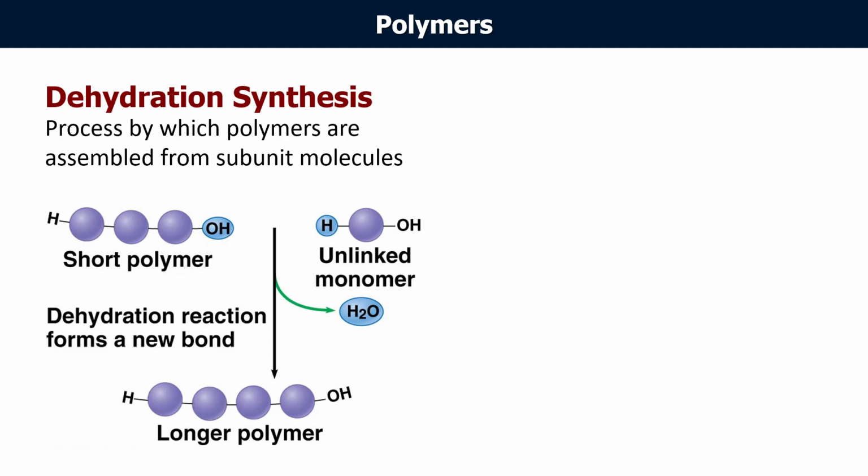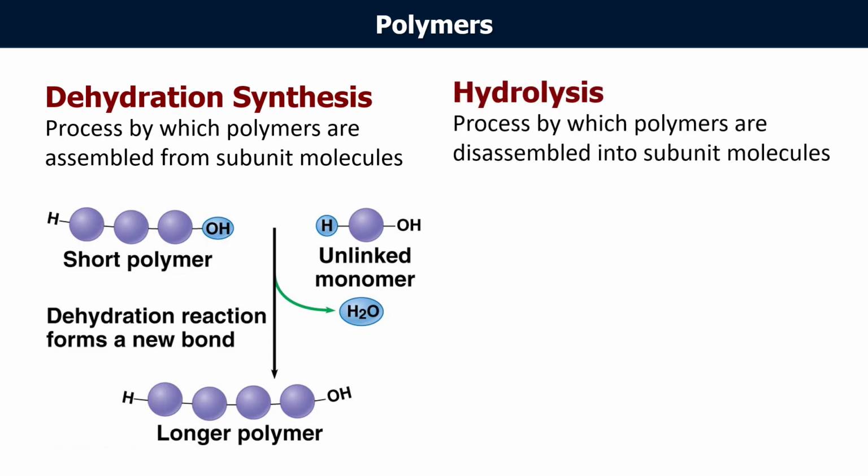So this basic process applies to all the various categories of polymers. And then the cell can sort of dictate which subunits are being linked together and what combinations and what order to create all the different types of proteins and all the different types of carbohydrates and so forth. So that's how the polymers are assembled. What about disassembly? How would you take this apart? Well, polymers are disassembled by hydrolysis. This is the process by which polymers are disassembled back into subunit molecules.